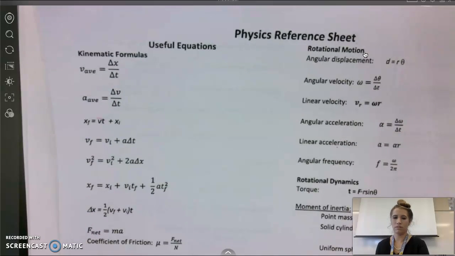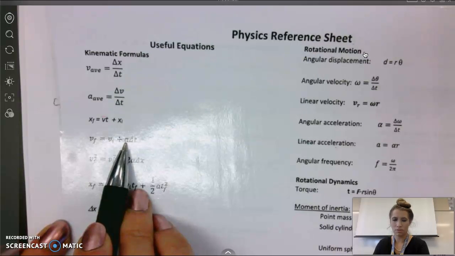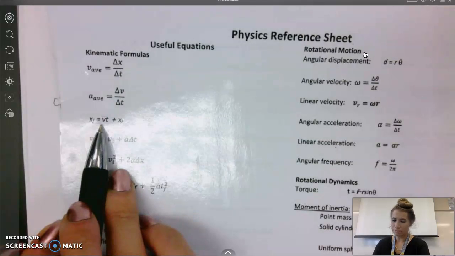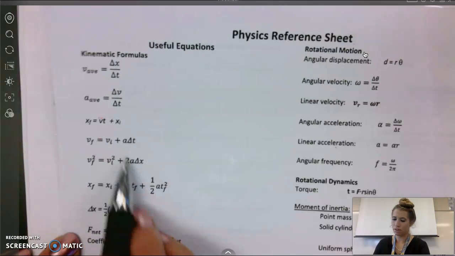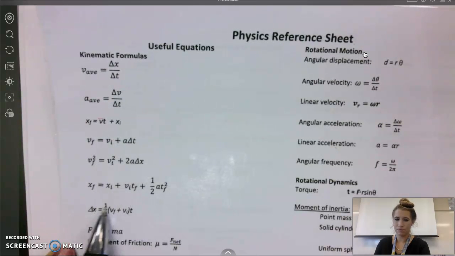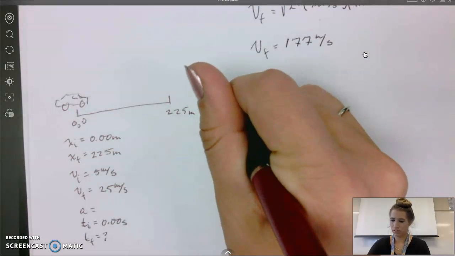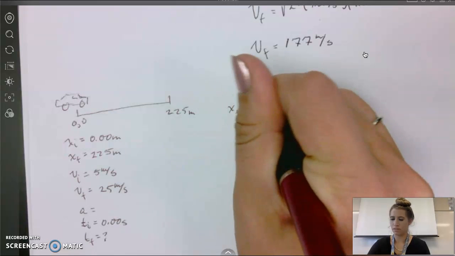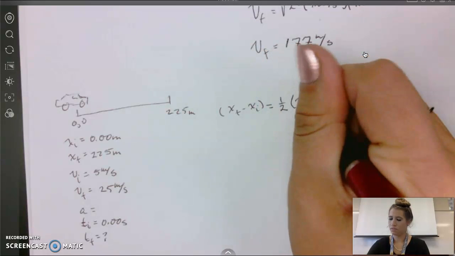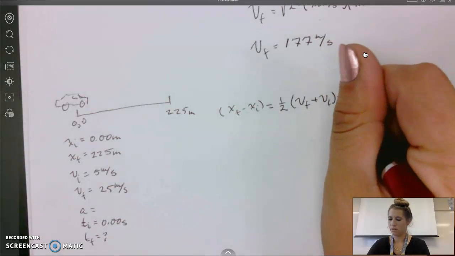Okay, so here's my reference sheet. Here's my kinematic formulas. Acceleration is a part of this one. This is an average velocity, and our velocity is not average, it changes. So we can't use that. Here we don't have the acceleration. So the equation that we can use is this one here. Okay. So x final minus x initial, because it was delta x, is equal to 1/2 velocity final plus velocity initial multiplied by time final.